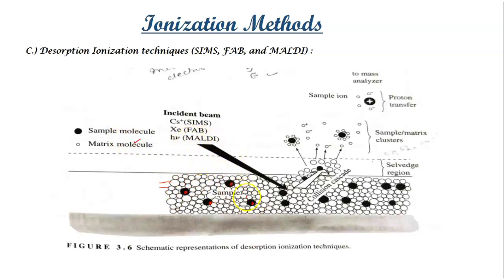Now they are placed in the path of the incident beam: cesium, for example, in case of SIMS, xenon in case of FAB, and photons in case of MALDI. Now what is happening after the collision? There is a cascade of molecules. You can see the sample matrix clusters are released, and it results in the formation of either such kind of ions or such kind of ions. Okay, this is the case.